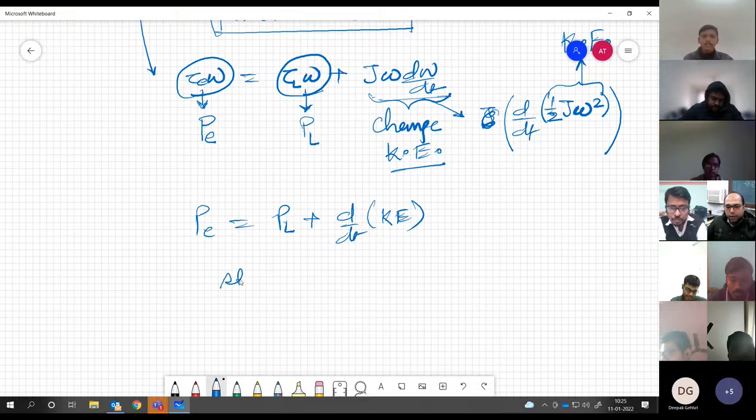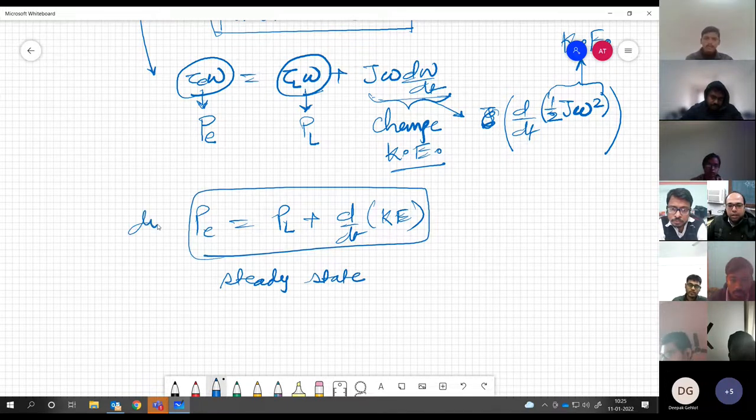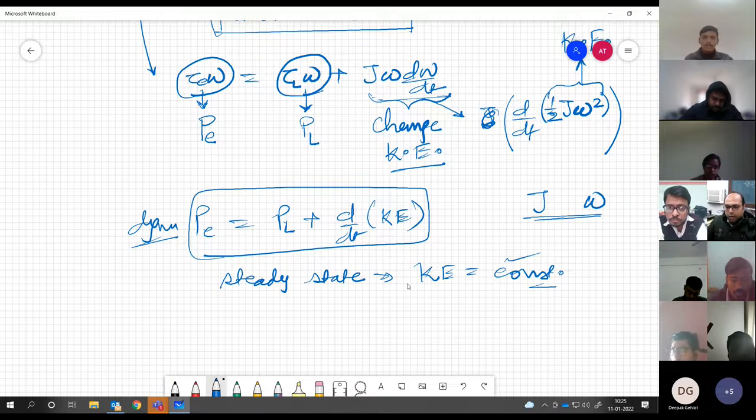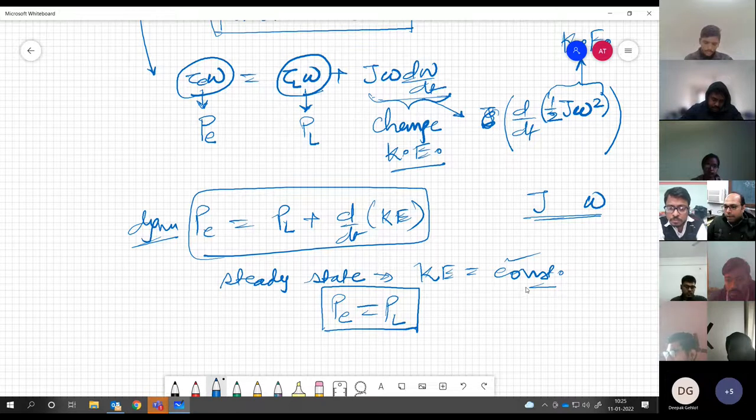Again, in case of a steady state, what will happen? This is the dynamic condition, where you are changing your kinetic energy. But under a steady state condition, the kinetic energy will be constant. If J is constant and omega is constant, which means your momentum is constant, then your kinetic energy is constant. Then the power you are feeding from the motor will be balancing the load power only. You understand this point? Fine?